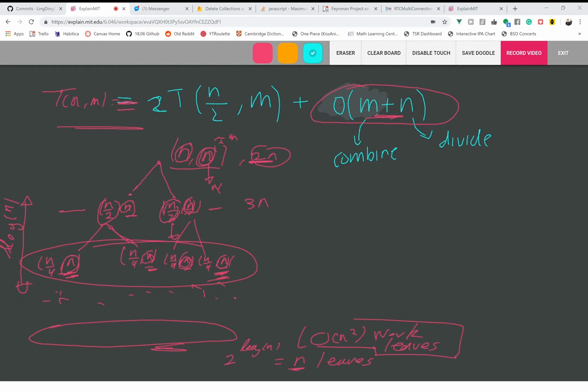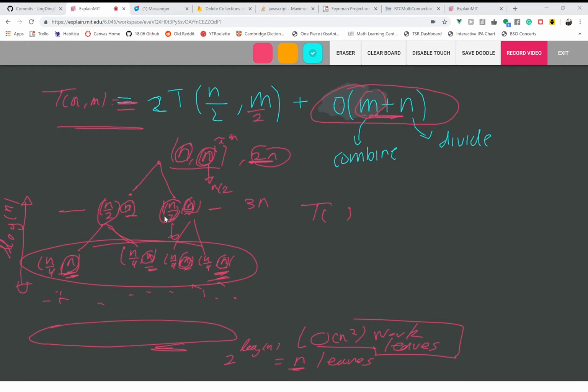So if we are able to make this n, instead of staying n here, actually go to n over 2, so if we somehow make this m over 2 here, then what will our recursion become? What do you think our recursion will become? Well, at the second step, it would be n over 2 and n over 2. So it'll just be 2n. It'll always be 2n.